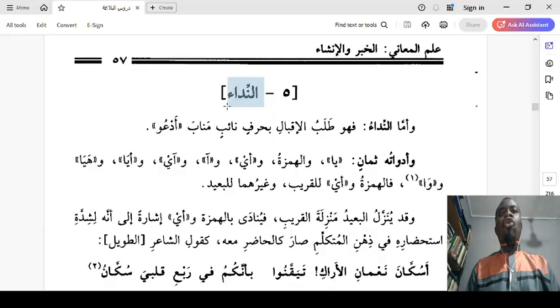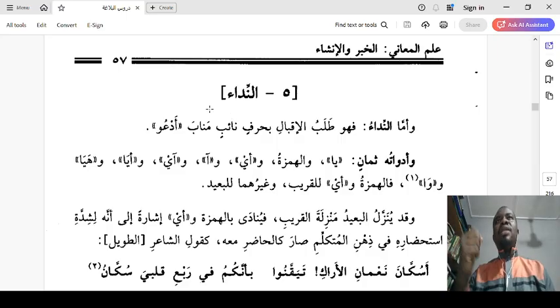النداء is basically calling, and we've seen that in Nahu. النداء where you say يا رضوان، يا محمد، أي بنية. Okay, those kind of things we call that style an-nida, and then they have their adawat. So you have the adatu nida, you have the munada, you have the munadi, which doesn't come in the sentence, and all that. So here he says wa amma nida'u, as for nida, فهو طلب الإقبال بحرف نائب مناب أدعو.